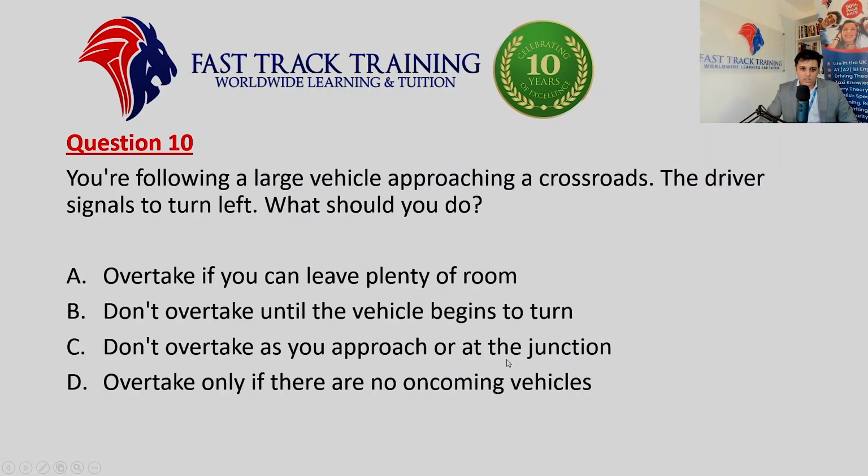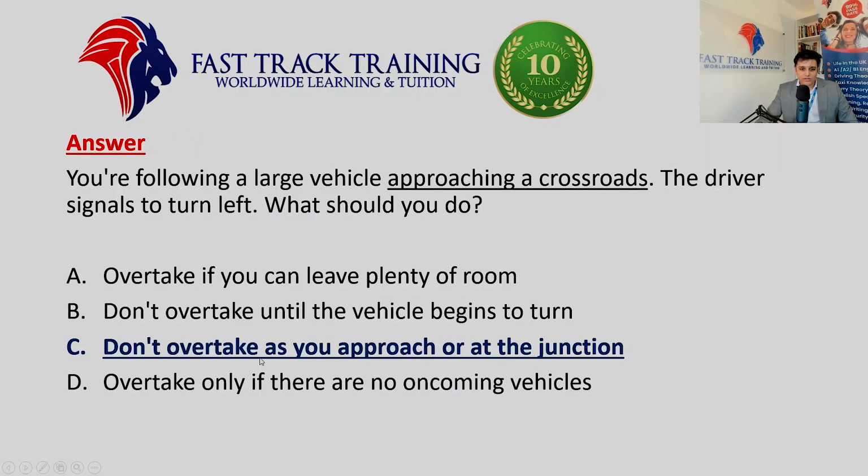I think it's this one. Don't overtake as you approach or at the junction. So what's really interesting here is you're following a large vehicle approaching crossroads. The driver signals to the left. What should you do? Don't overtake as you approach or at the junction. This is a very safe answer because overtaking at the junction is dangerous. But also don't overtake until the vehicle begins to turn is a really good answer.